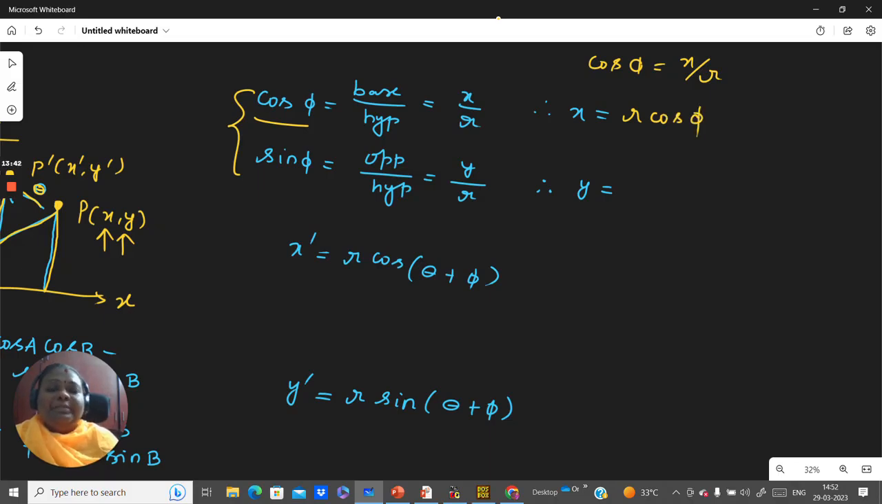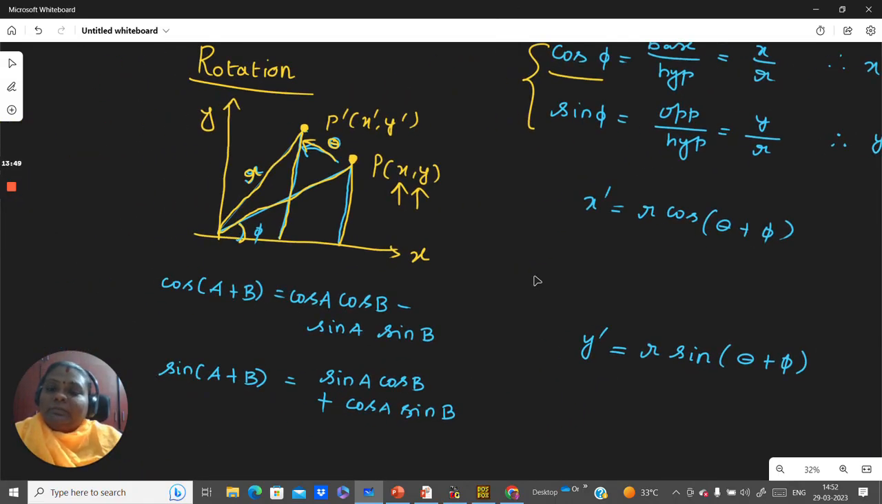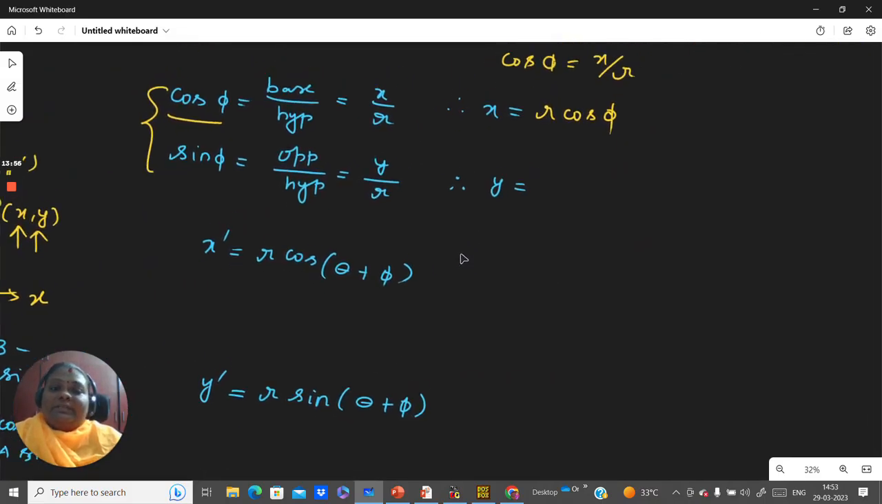Okay. Similarly, sin phi, when you observe, is opposite by hypotenuse. The opposite, when you see, the opposite value was y, right? Okay, this is the old value, that is y. So that value was y.